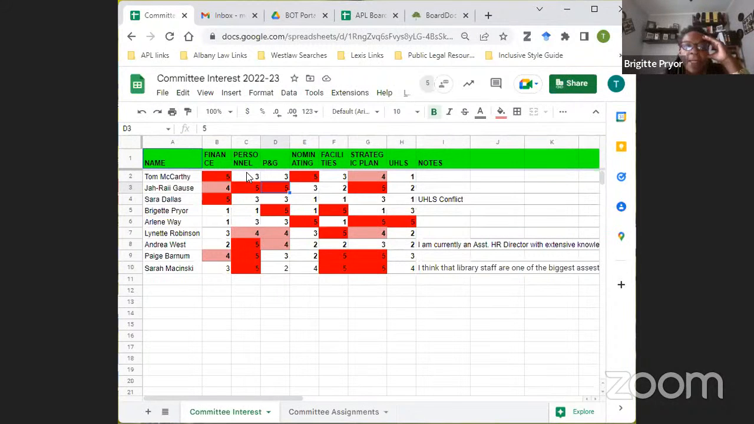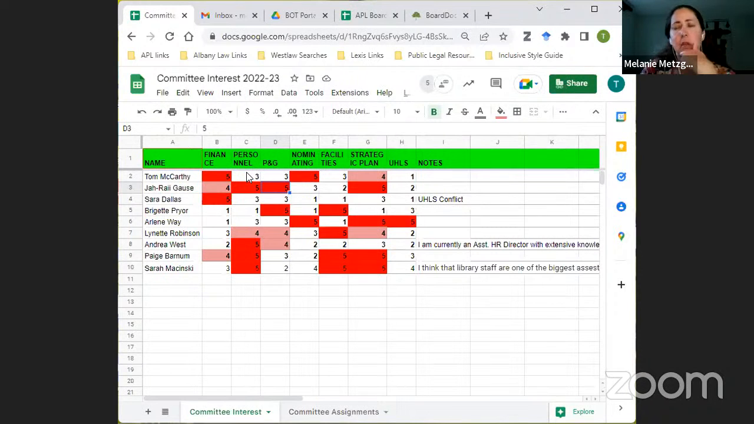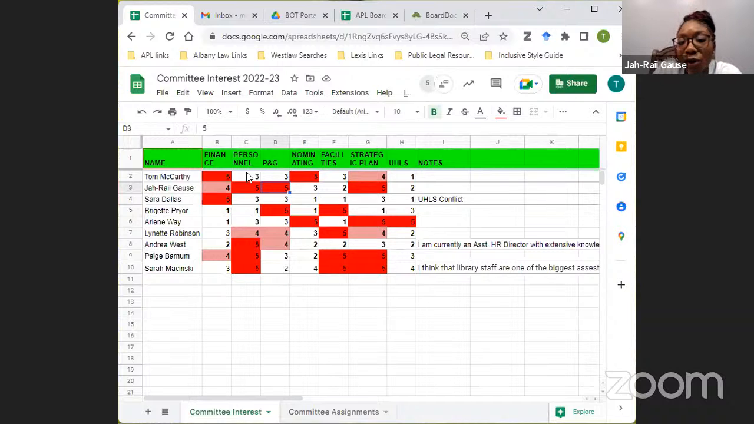Could I make a suggestion? I think if we're going that route, it would be finance, Sarah; personnel, Tom; P&G, Jare; Arlene, nominating; and Brigitte, facilities. Because that puts one of the past members who have served on the committees on each of those committees. Yes, that was what I was trying to express. What are you guys thinking about that? At least we have one per committee, so we can just go ahead and fill those in.